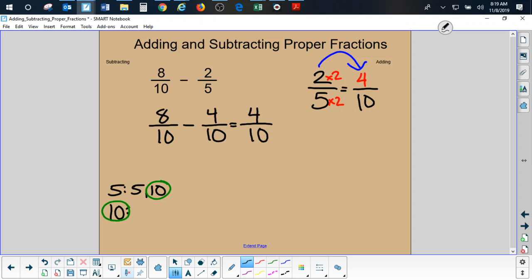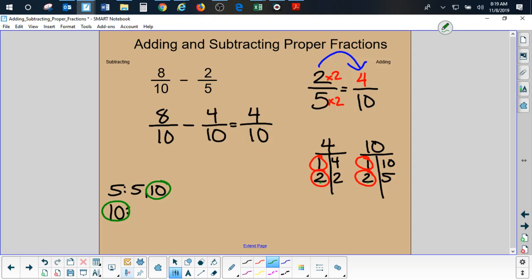Right now we have an answer of 4/10, but again, it is a proper fraction. We still want the students to make sure it's in simplest form. So we always come over and do our T-charts with our factors to see if it can be simplified. 4 is 1 times 4 and 2 times 2. To get 10 is 1 times 10 and 2 times 5. The numbers that they have in common are 1 and 2. And again, 2 is the biggest number.